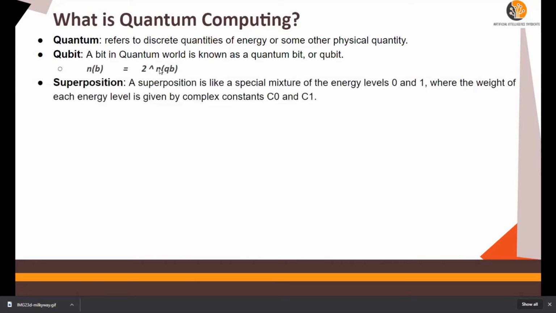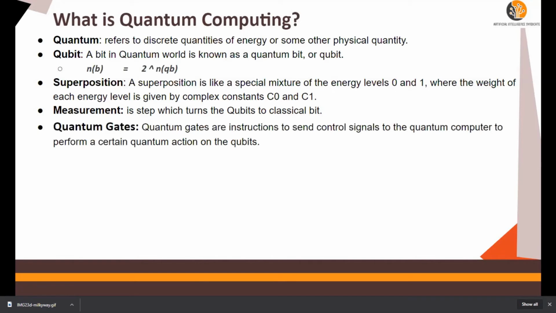Superposition is a special mixture of energy levels 0 and 1, where the weight of each energy level is given by complex constants C0 and C1, and so forth. I would strongly recommend looking at the quantum computing introduction video. The video description below has the link to that video. Measurement is a step which turns the qubits, the quantum bits, into classical bits.